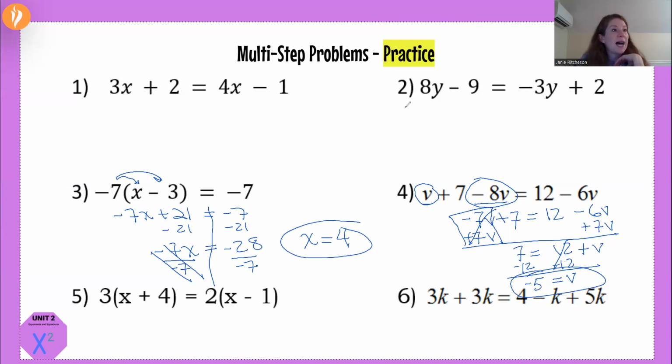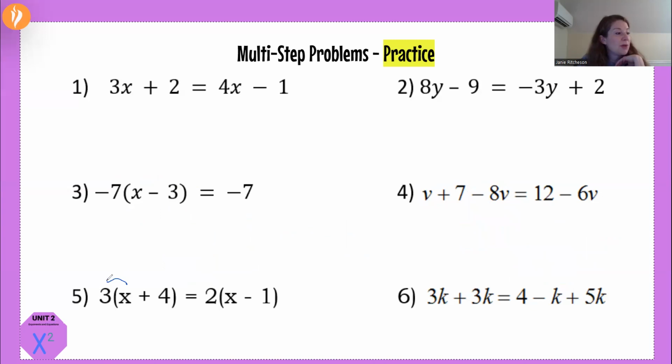All right, number 5. Let me clear everything out. So I'm going to use the distributive property twice. So 3 times x is 3x. 3 times 4 is positive 12, or plus 12. 2 times x is 2x, and 2 times negative 1 is minus 2. So I'm going to write it up here so I don't run out of space.